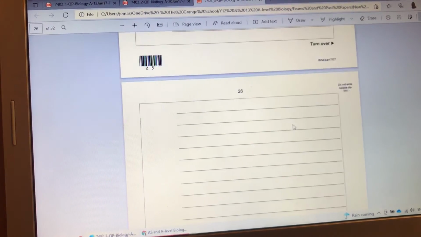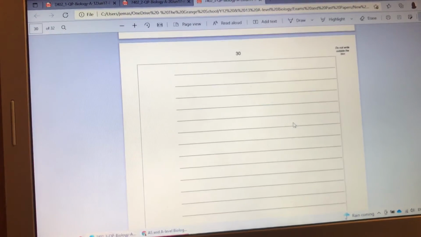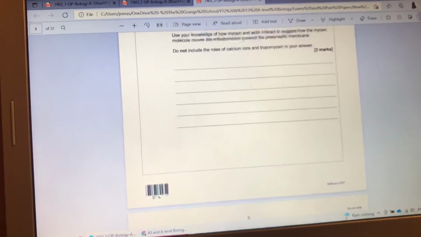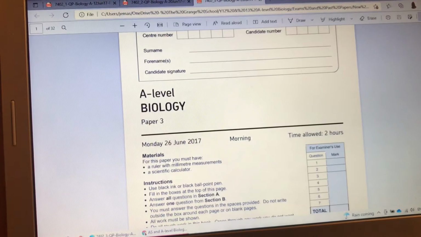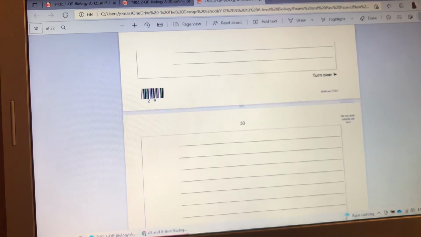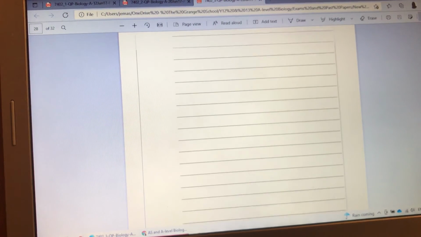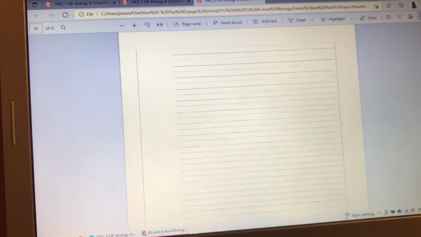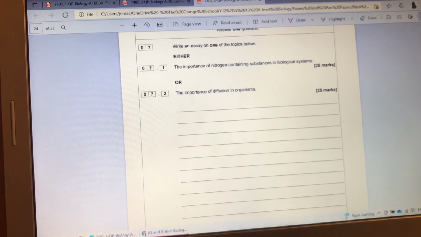You'll get a bunch of line paper to write on. Now this paper is a long one. It is 2 hours. I believe the advice that Mr. Milner and Mr. Taylor give is when you get into paper 3, immediately go to the essay. And I think they say either 5 or 10 or 15, but please check with them, maybe 10. Spend 10 minutes just planning it.